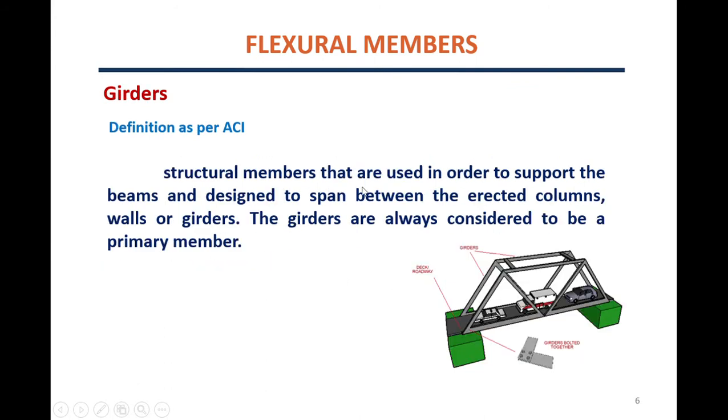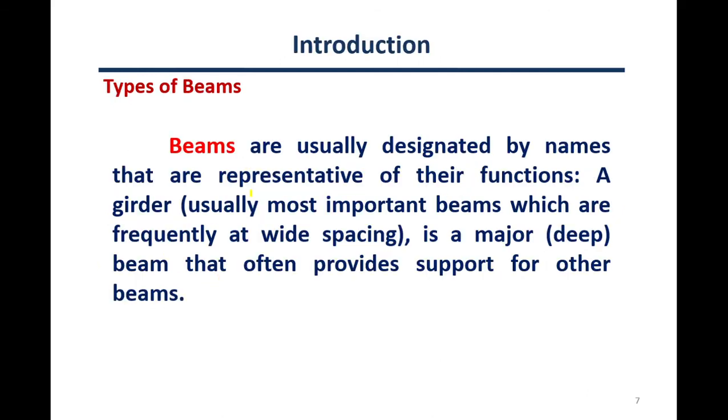For girders, these are structural members used to support the beams and designed to span between the columns. The girders are always considered to be a primary member. For beams, we usually have designated names that represent their functions. The girder is usually the most important beam, frequently at wide spacing. It is a major deep beam that often provides support for other beams.